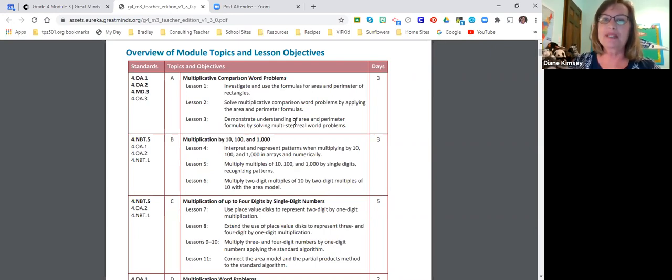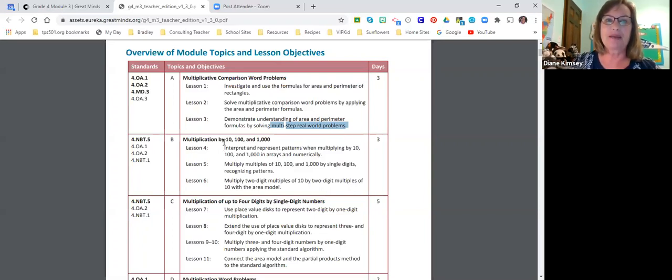And then we're going to demonstrate an understanding of area and perimeter. So if we're doing that, then we're going to be doing multi-step real world problems. So you see how it progresses. As we go from one lesson to the next lesson, it just gets that much more difficult. All right, so the progression is there.